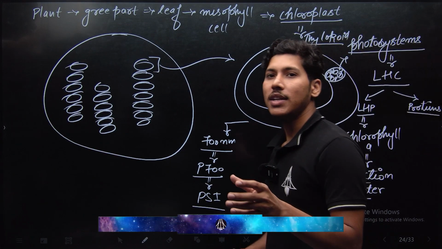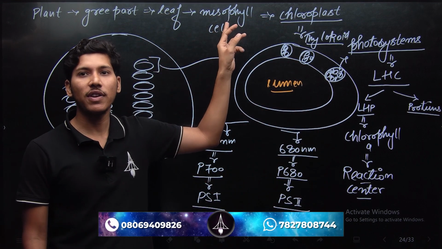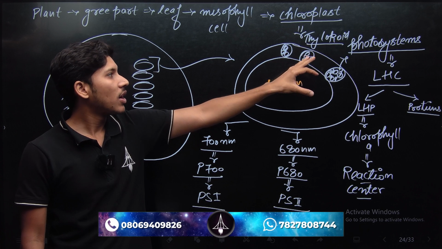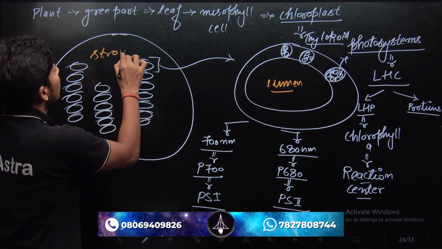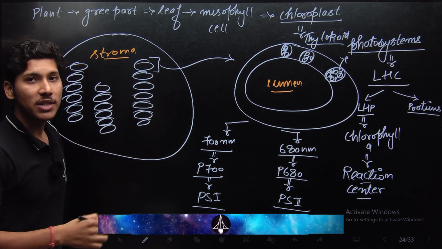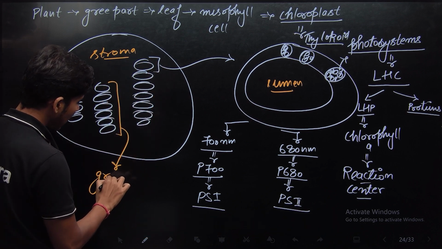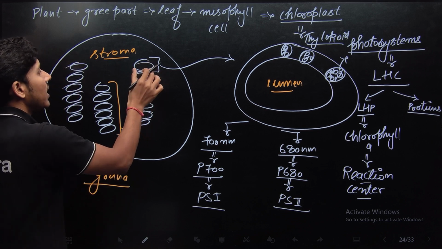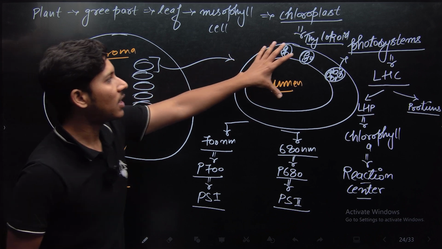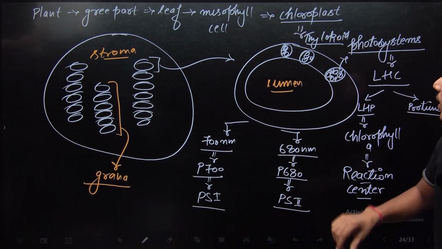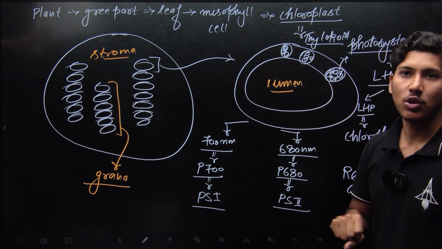Now, plants have green parts, mainly the leaf, and in the mesophyll of the leaf are present chloroplasts, and in these chloroplasts we have stroma. The cytoplasm of the chloroplast is stroma, and there are stack-like structures known as grana. Each coin-like structure of these grana is known as a thylakoid, and these thylakoids are divided into two parts, the central lumen and the membrane present over here.